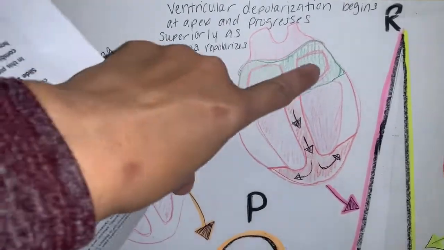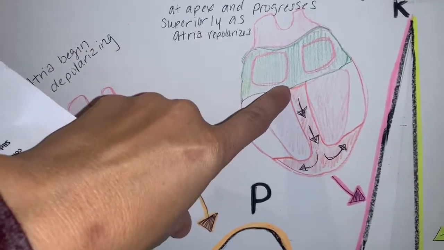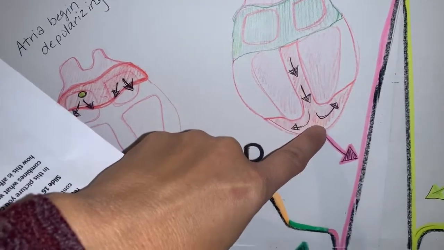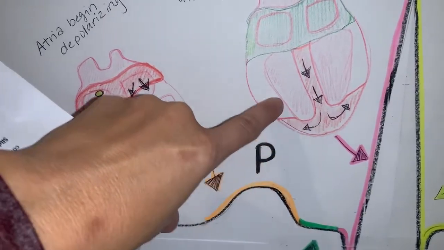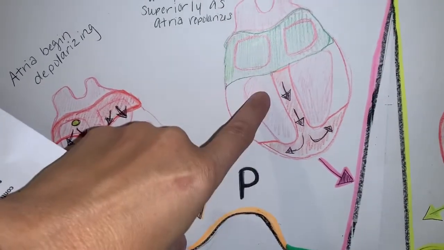So our atria are going to repolarize, which means they're going to start resting. The AV node is now going to take that signal and run it all the way down here to the apex of the heart, and it's going to start progressing upward. And it's going to basically tell our ventricles that it's time to go ahead and start contraction.